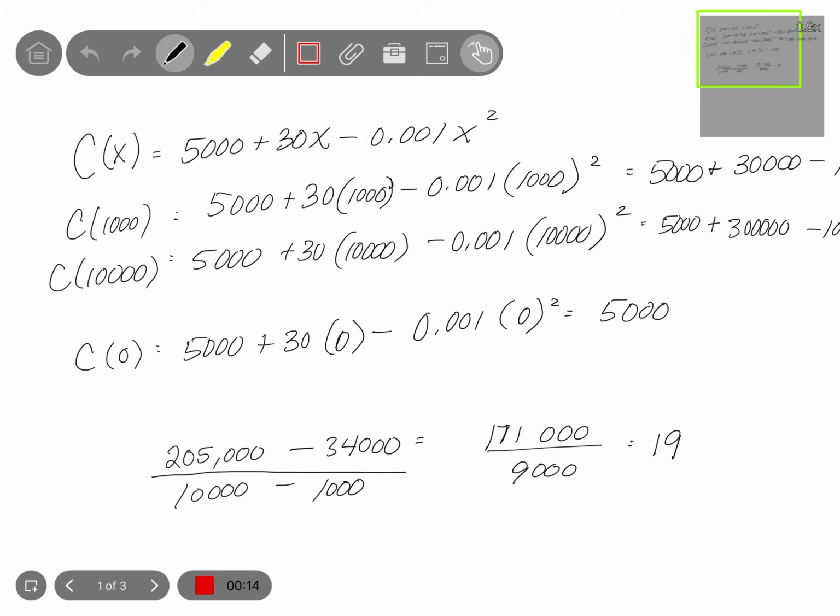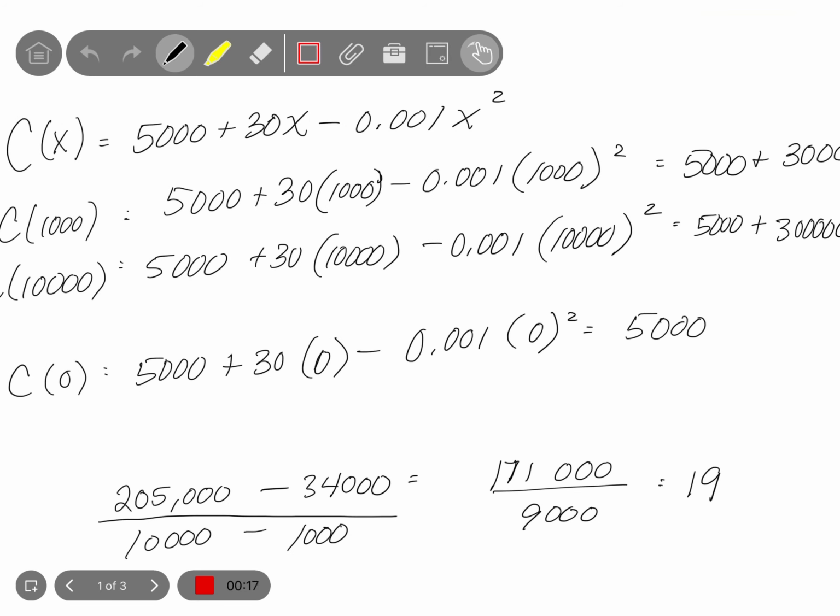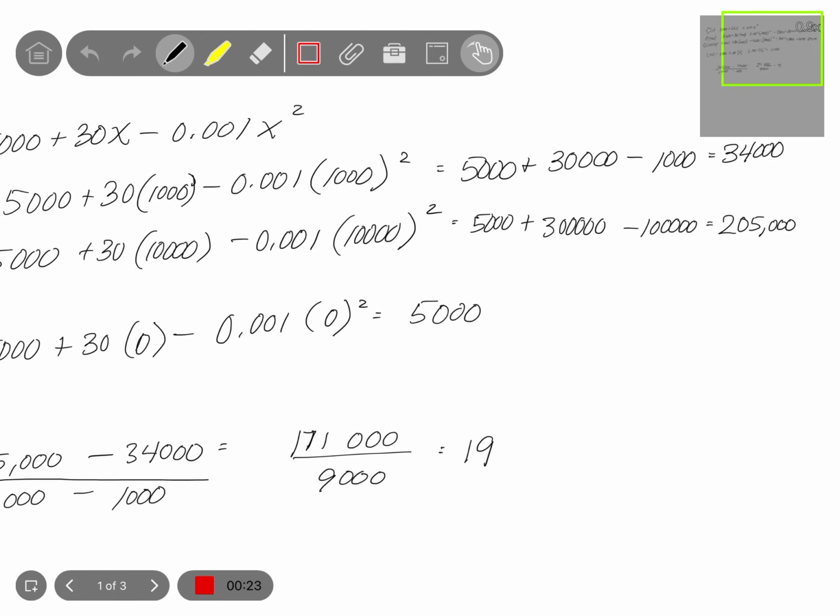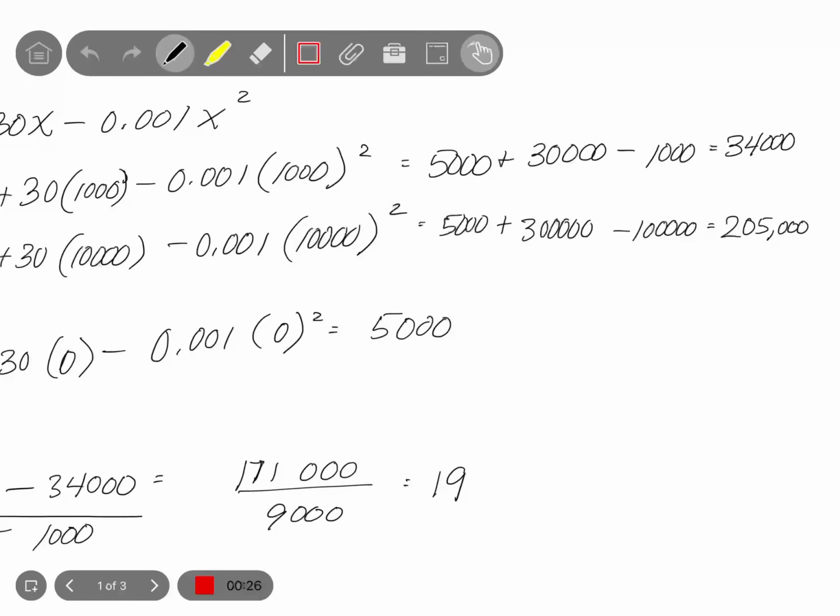where what we do is the first number where you plug in 1,000, then you plug in 10,000. If you see, follow my path there. The first one you got 34,000, the second one you got 205,000.